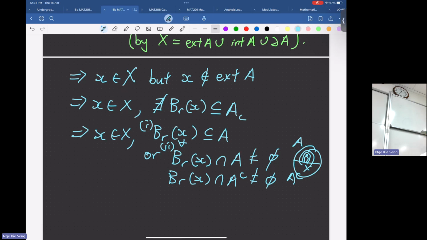Yeah, the second case just says that it doesn't completely lie inside A. If it doesn't completely lie inside A and cannot completely lie inside A complement, meaning it has to have non-empty intersection with both. And this is the boundary point as what you said, but on the other hand, it is also a limit point of it. Does it make sense or not? So a boundary point actually is a limit point of it. Does it make sense?